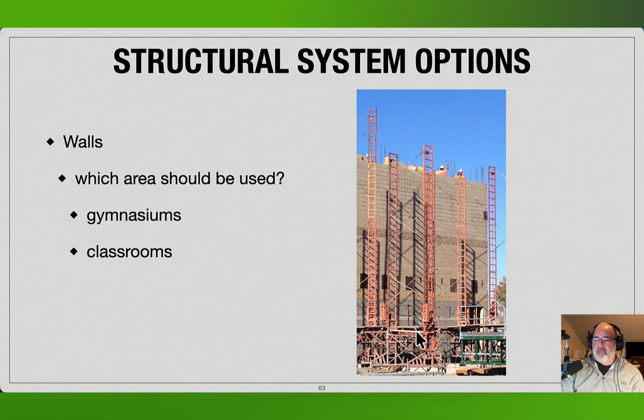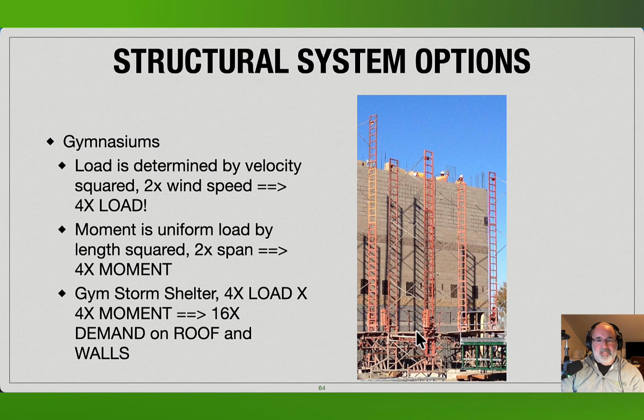Other options, certainly if there's a consideration between classroom wings and gymnasiums, a really quick example is just looking at the overall demand. For gymnasiums, we already talked about how 2 times the wind speed gives us 4 times the load. But if we also look at the demand on a wall, 2 times the span is going to give you 4 times the moment. So a gym storm shelter is going to have 4 times the load, 4 times the moment. That's 16 times the demand on those elements. That could be potentially twice as high as, say, a classroom wing.